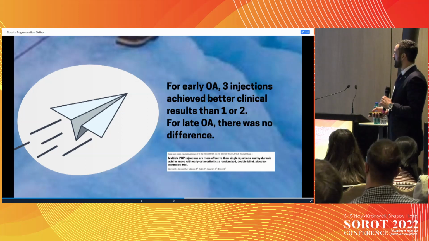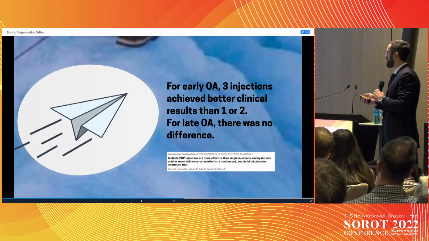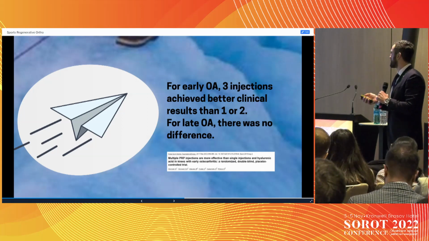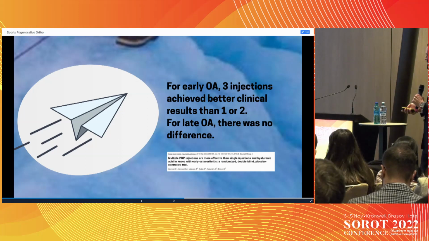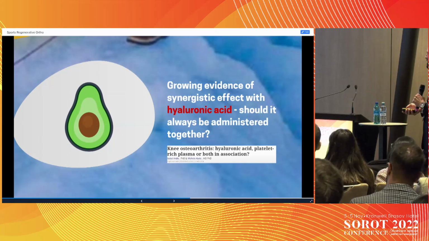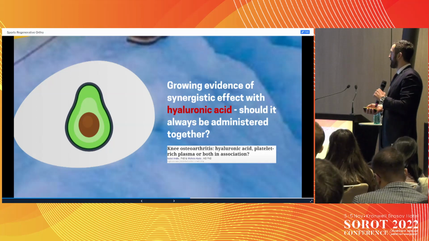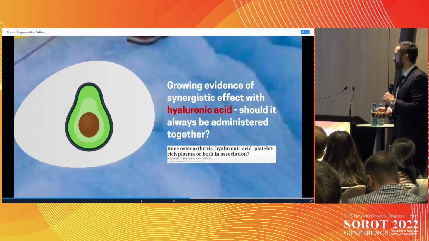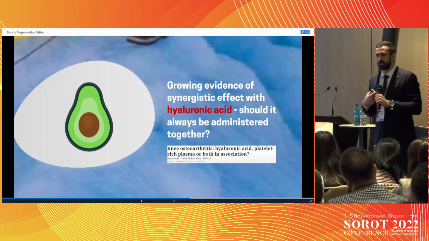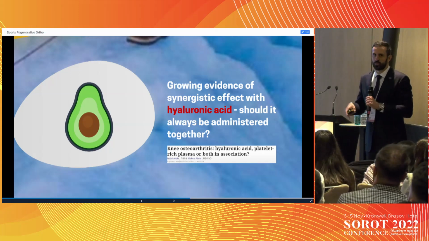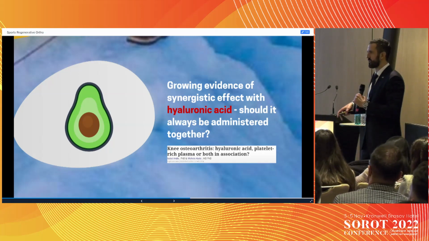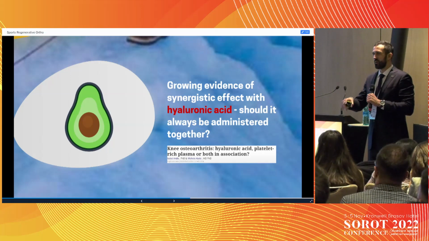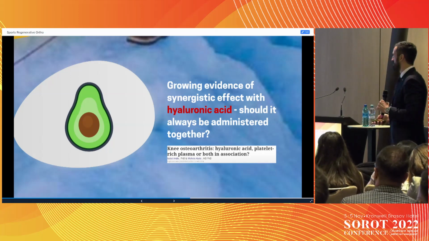For early osteoarthritis, 3 injections achieved better clinical results than 1 or 2 injections. For late OA, there was no difference. Growing evidence of synergistic effect with hyaluronic acid. Should it always be administered together? I personally, intra-articularly, do it together with hyaluronic acid. For anywhere outside the joints, I don't use hyaluronic acid.